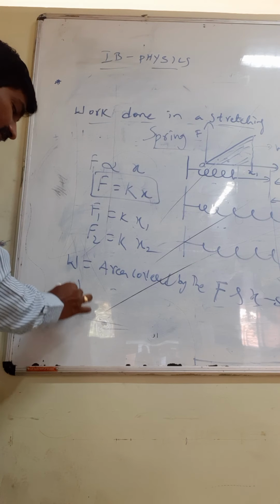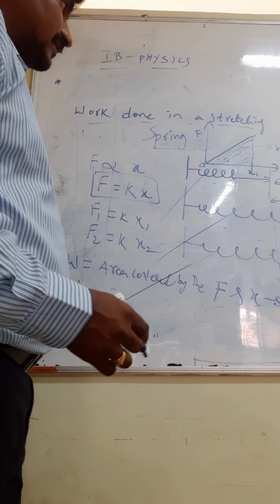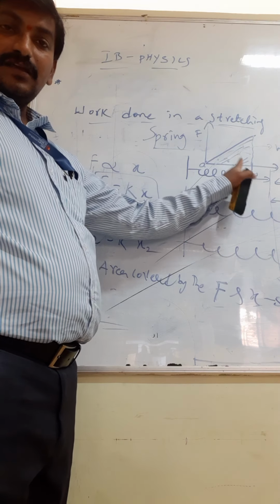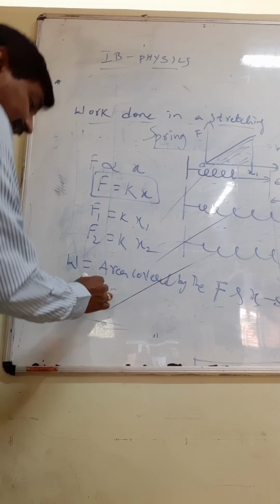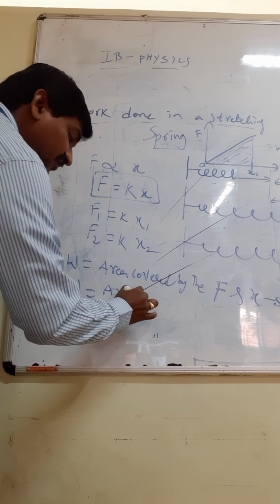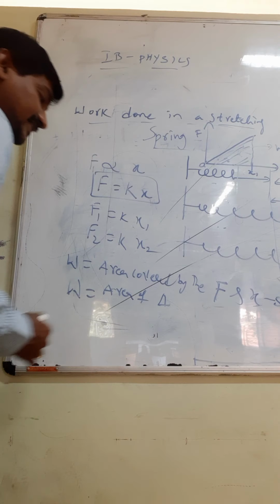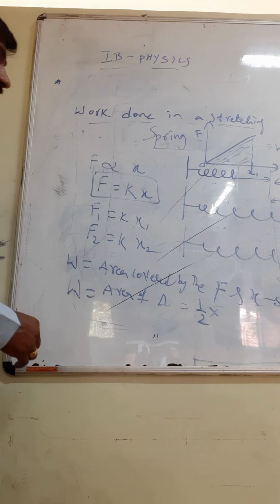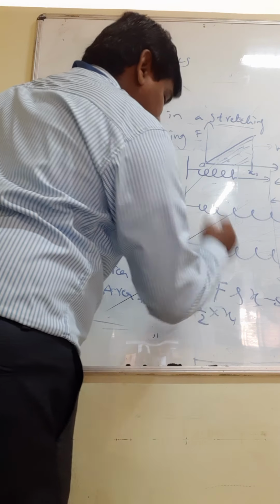Okay. That is also we can write: work done equal to the area covered by the force and displacement slope. This is in the shape of a triangle, right? How can you find the area of a triangle? Area of a triangle is equal to half into base into height. The base is x1 and the height is F.